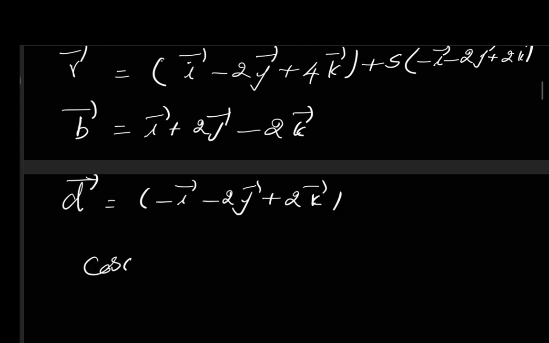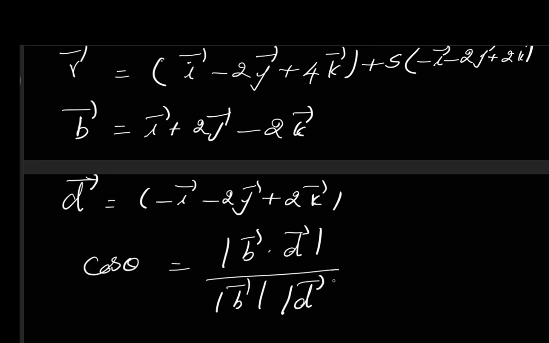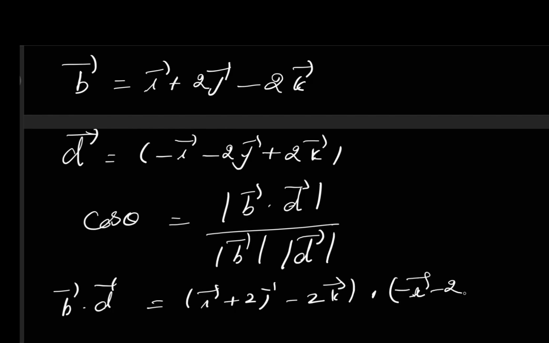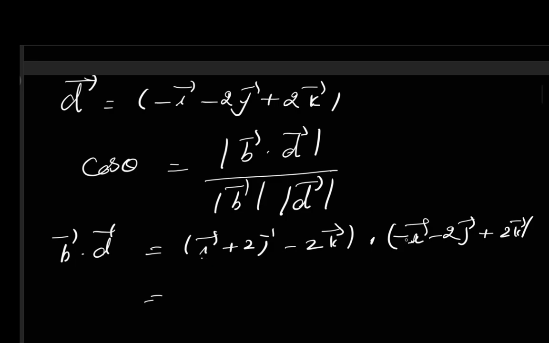So what is the formula? Cos theta equals modulus of vector b dot vector d divided by modulus of b times modulus of d. Let me find the dot product separately. b dot d equals (i plus 2j minus 2k) dot (minus i minus 2j plus 2k). Multiply the coefficients: 1 times minus 1 is minus 1, 2 times minus 2 is minus 4, and minus 2 times 2 is minus 4, so the total is minus 9.